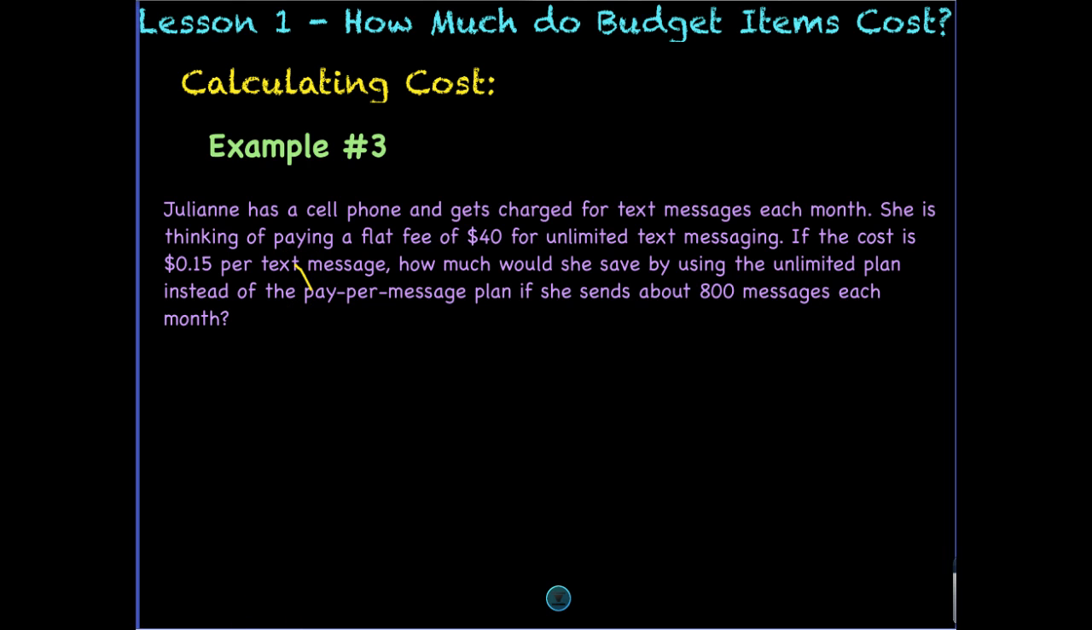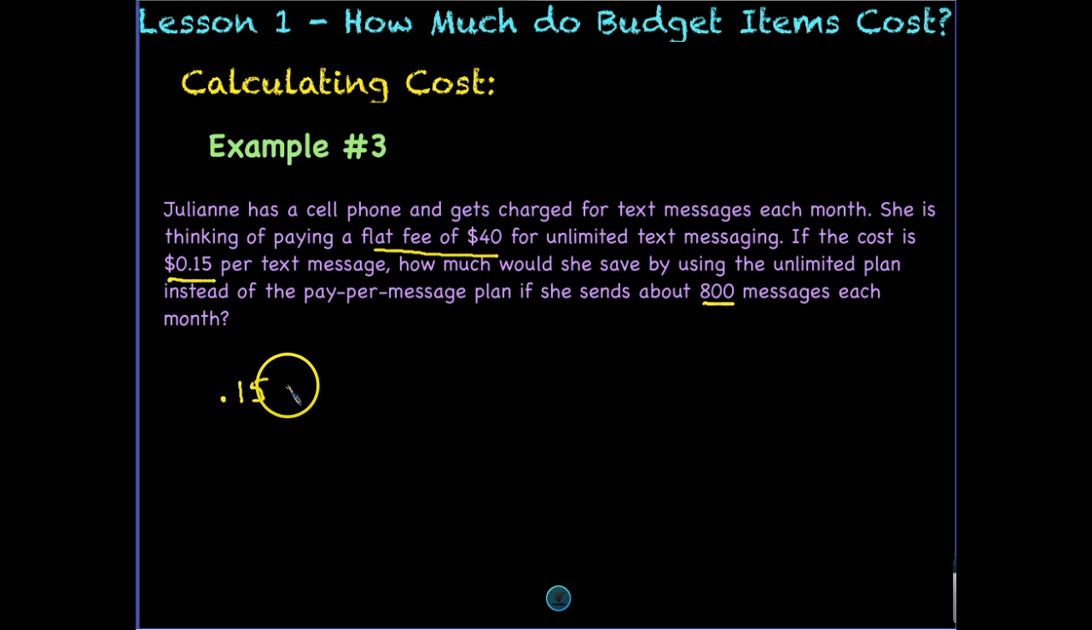In this case, Julianne has a cell phone plan in which she pays 15 cents per text message, but she's thinking of switching to a plan that has a flat fee of $40 for unlimited text messaging. She wants to know if that would be a good deal or not. She has budgeted, thought about it anyway, that she texts about 800 messages each month. So, in order to figure out if it's a good deal to switch, let's see what she pays each month.